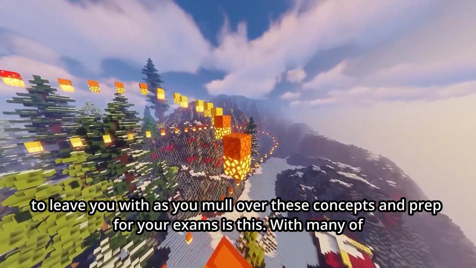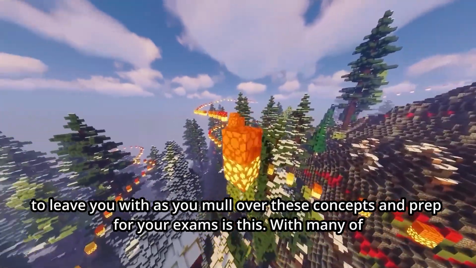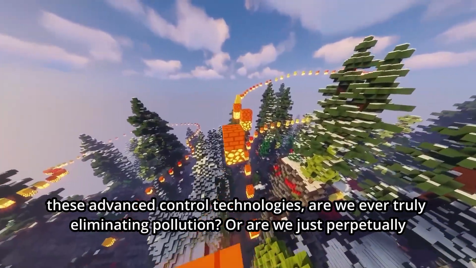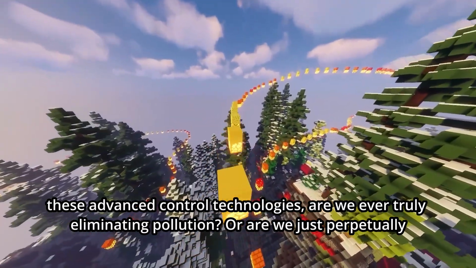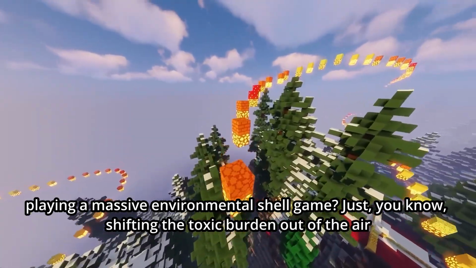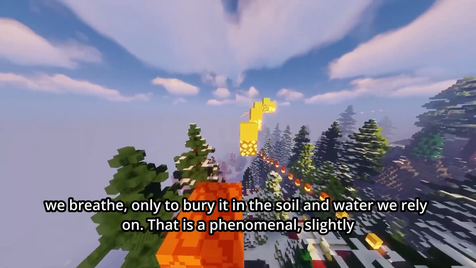So the question I want to leave you with as you mull over these concepts and prep for your exams is this. With many of these advanced control technologies, are we ever truly eliminating pollution? Or are we just perpetually playing a massive environmental shell game, just shifting the toxic burden out of the air we breathe, only to bury it in the soil and water we rely on?